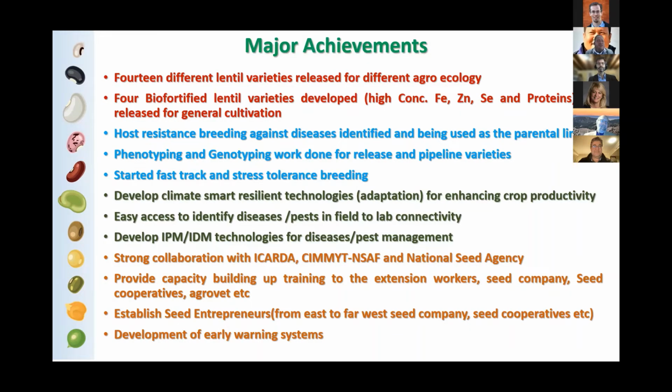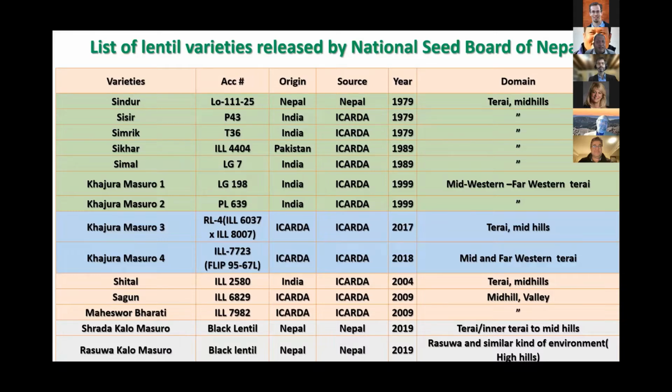And these are major achievements. Till date, we have released 14 different varieties for different ecologies, and 4 biofortified lentil varieties developed and released. Marker-assisted lines were also developed. Besides this, we have developed IPM and IDM technologies for disease and pest management, established some seed entrepreneurs, and developed an early warning system. Next, please. So this is our variety release for different agro-domains. Next, please. 14.